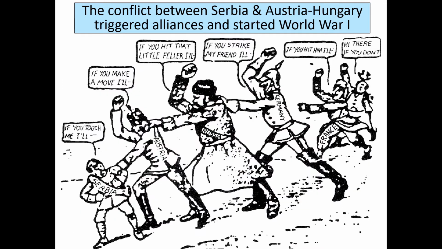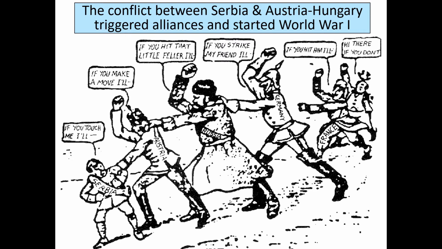And here's a very famous cartoon which illustrates how these alliances pulled countries into World War I. It begins with Serbia on the lower left, little Serbia, and he's saying, if you touch me, I'll. And here's Austria with his hand on Serbia's arm and a fist raised. If you make a move, I'll. And then here comes Russia behind with his arm on Austria's collar and his fist raised. And he's saying, if you hit that little feller, I'll. And of course, Russia and Serbia are allies.